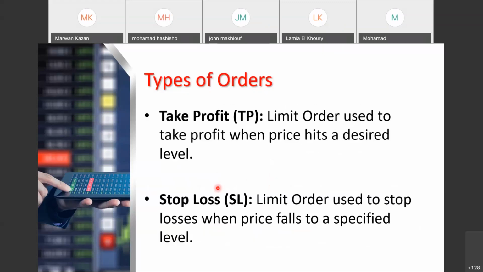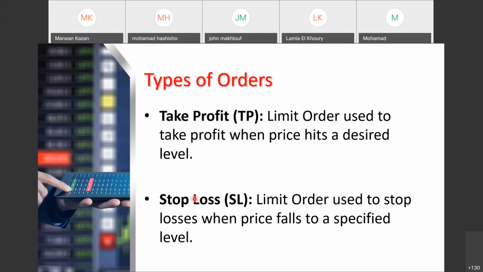The other two types are basically limit orders. We have a take profit, a limit order to take profit when the price hits a desired level. So let's say I bought an Apple stock at $100. I take profit at 110. What does that mean? That tells the broker, listen, when the price hits $110, you sell for me and take the profit.